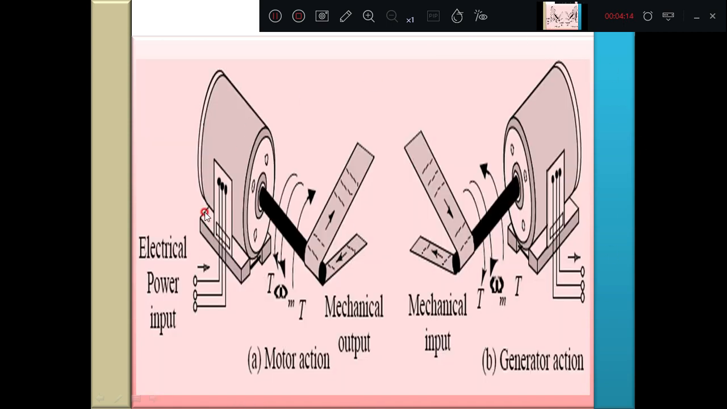You can see here the input to the machine is electrical power input, therefore the expected output is mechanical output. This machine is called the motor, or it is motor action. In other words, in the case of the generator, the input to the machine is mechanical, whereas the output we get is electrical. Then this machine is called a generator.